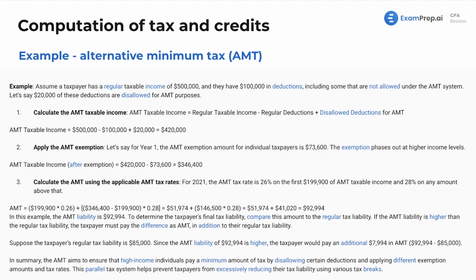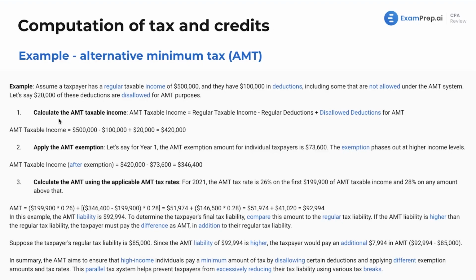All right, here's an example here. Again, you're not going to do this on the exam. This is just if you're interested, if you've heard of AMT before, let's just run through it. So assume we've got a taxpayer that has a regular taxable income of $500,000, and they have $100,000 in deductions, including some that are not allowed under the AMT system. So there's a bunch of deductions that you normally, or in the past, would have had to memorize that are not allowed under the AMT system. So if this taxpayer has to use the AMT system because they meet the threshold, they have too much wealth, then you'd have to know which deductions are disallowed. So let's say that we've got $20,000 of deductions disallowed for AMT purposes.